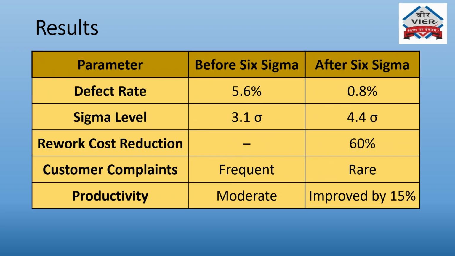Defect rate was reduced from 5.6% to 0.8%. Sigma level was increased from 3.1 sigma to 4.4 sigma. Rework was reduced by 60%, customer complaints were reduced from frequent to rare, and productivity was improved by 15%.